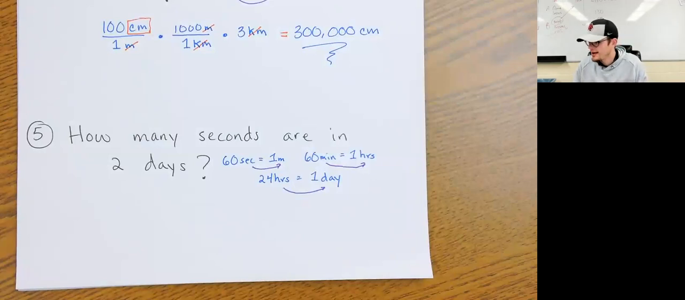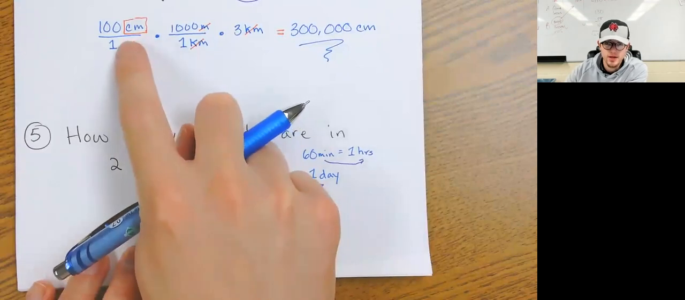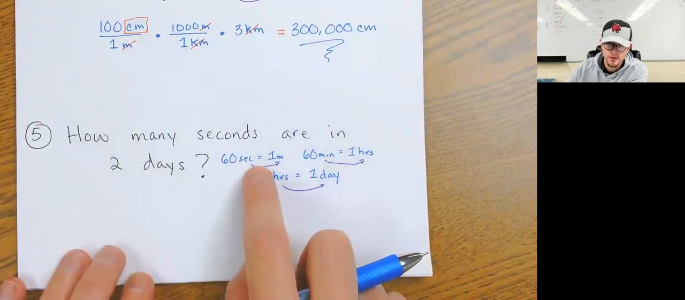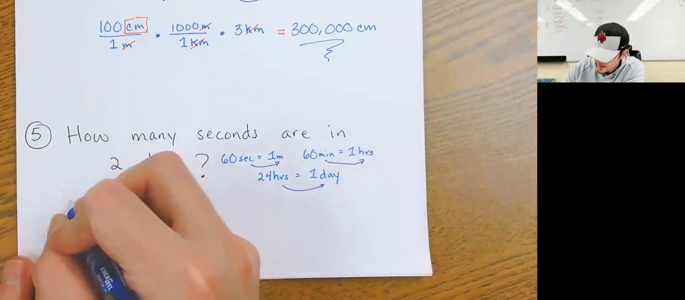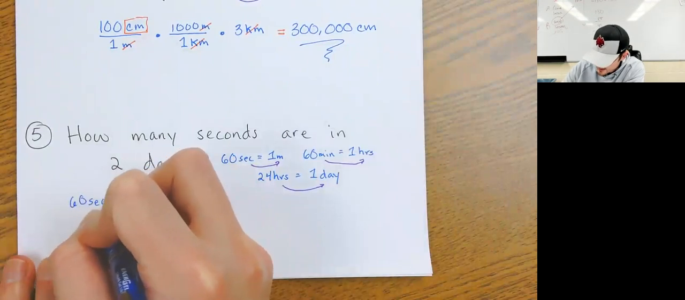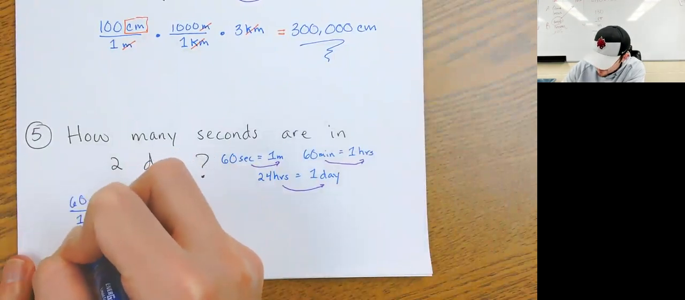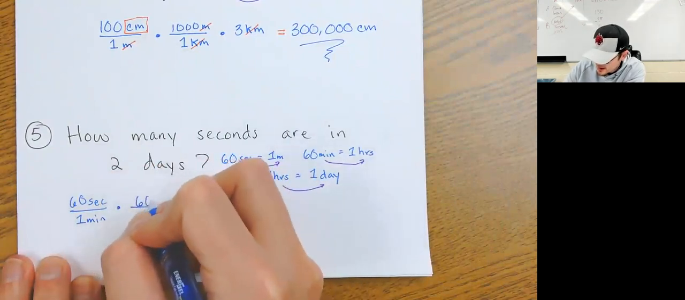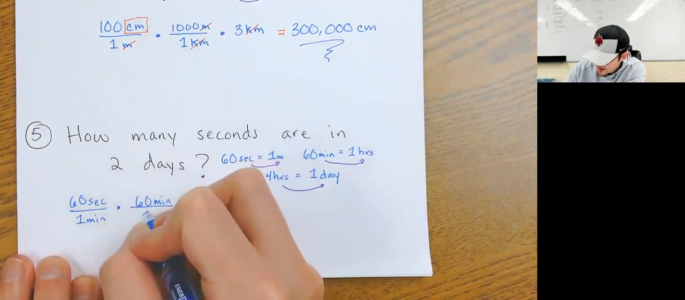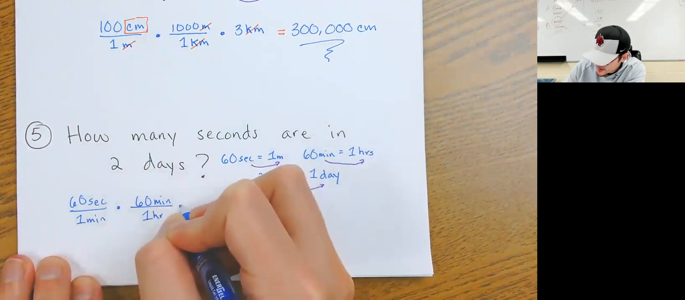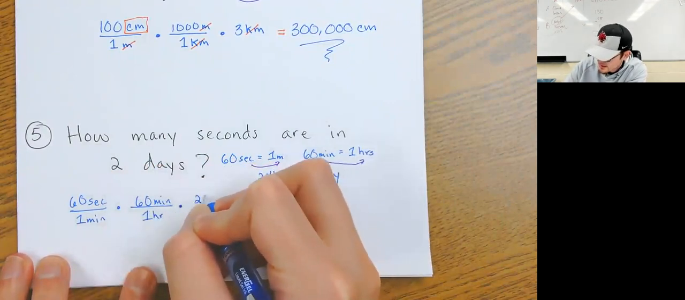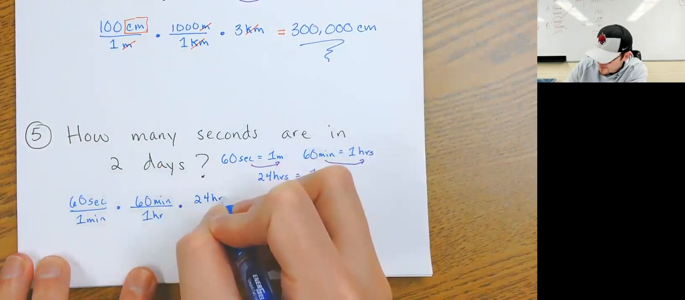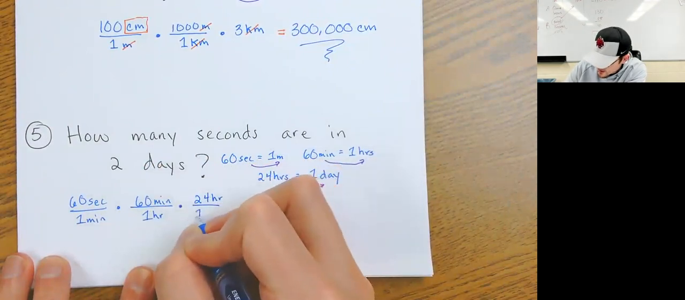So if you tried it, you got your answer. So let's go through this. Just like we set up our fractions up here, I'm going to set up a fraction here, right? So 60 seconds is 1 minute, times 60 minutes is 1 hour, times 24 hours is 1 day.